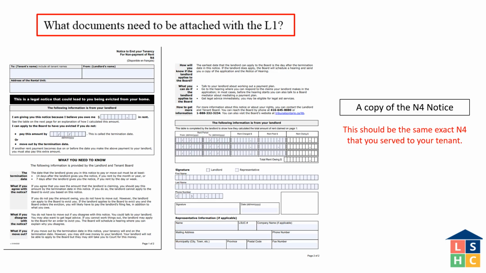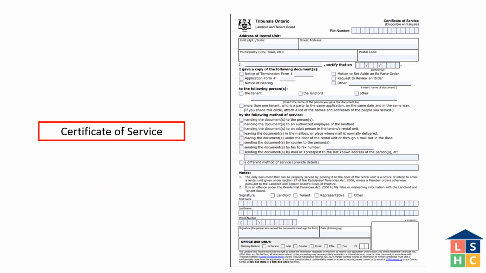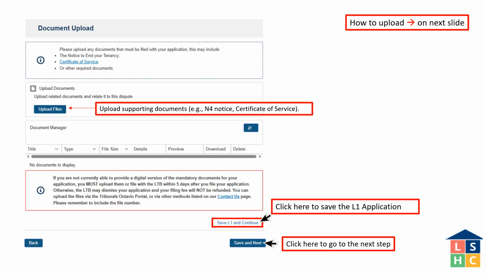The N4 notice attached should be the exact copy of the one served to your tenant. The certificate of service can be found on the LTB website under the Forms section. Now, upload the required supporting documents, including a copy of the N4 notice and the certificate of service. If you have a physical copy, scan it and save it onto your computer to upload. Once you've uploaded these files, save your application and move on to the next section.